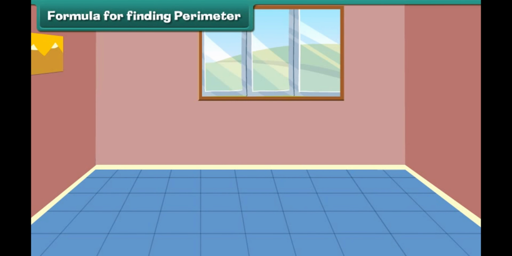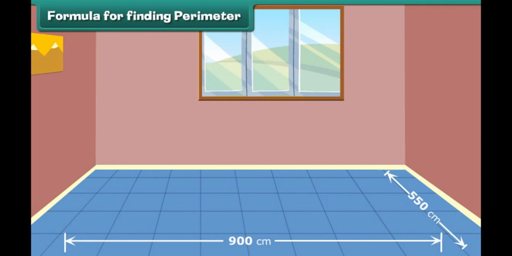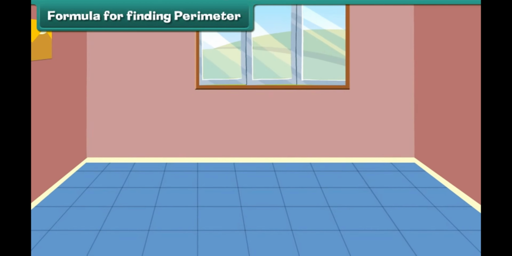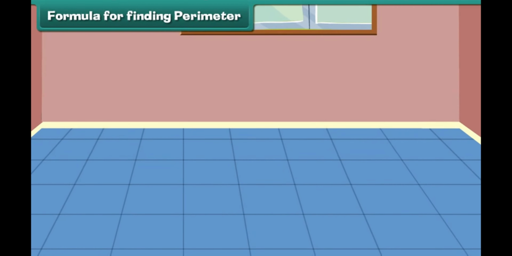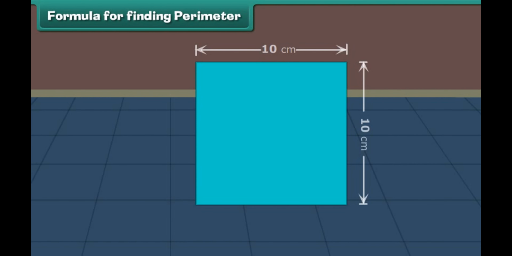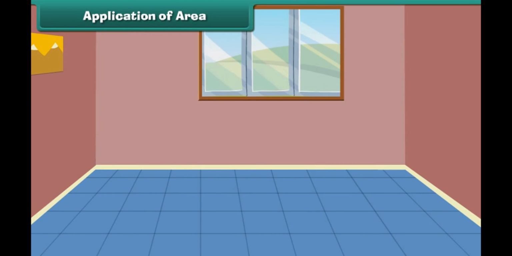This is a room of length 900 centimeters and width 550 centimeters. Rohan wants to change the tiles of the floor. If each side of the new tile is 10 centimeters, then how many tiles will be needed? Let us find the area of the room first.